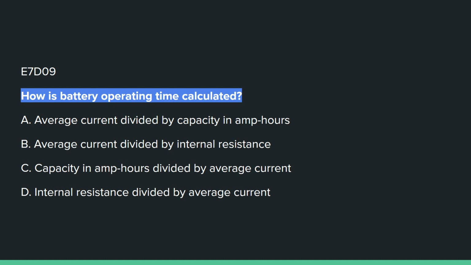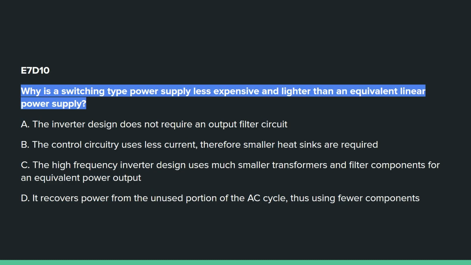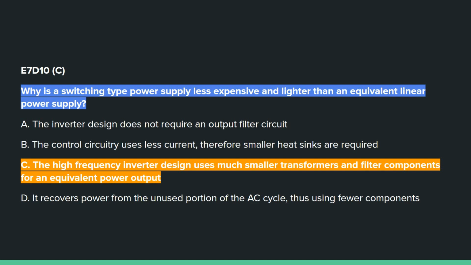E7D09, how is battery operating time calculated? C. Capacity in amp hours divided by average current. E7D10, why is a switching type power supply less expensive and lighter than an equivalent linear power supply? C. The high-frequency inverter design uses much smaller transformers and filter components for an equivalent power output.